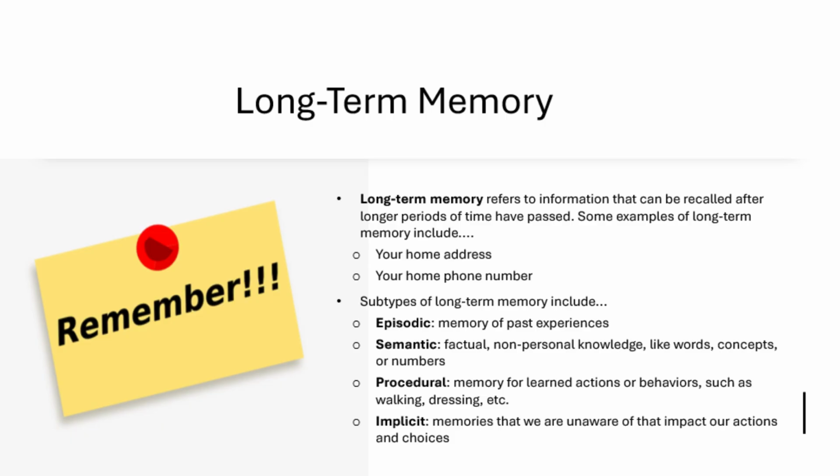Procedural memory refers to memory for learning actions or behaviors like walking, dressing, driving, riding a bike. And then lastly, implicit memories are memories that we have that we're unaware of that impact our actions and choices. So for example, we know not to touch a hot burning stove because perhaps when we were a kid, we learned this by touching it and burning our hand. And then that association was built, and now we have that implicit memory.